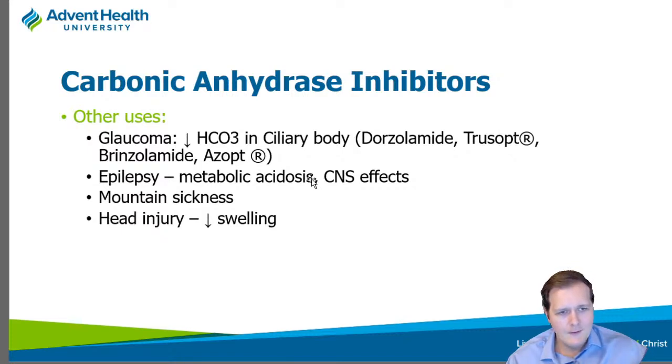things like epilepsy, typically by causing a metabolic acidosis that can increase the seizure threshold for patients, making it more difficult for them to have a seizure. Maybe good for them. Same reason why they use ketogenic diets, because it puts the patient into a more acidic pH. They can also use it for mountain sickness, right? And what is mountain sickness?